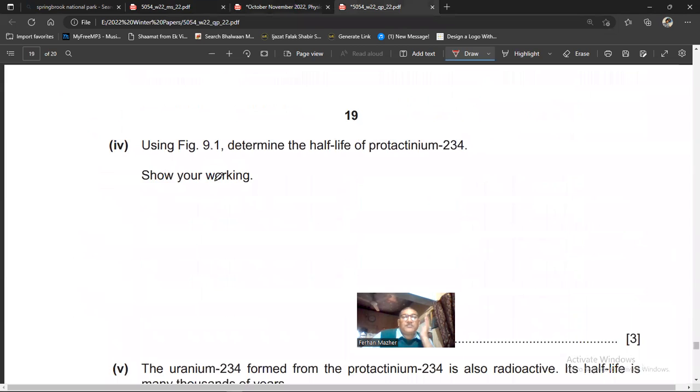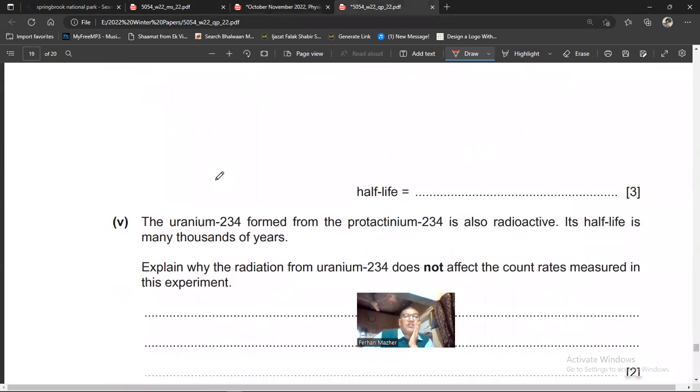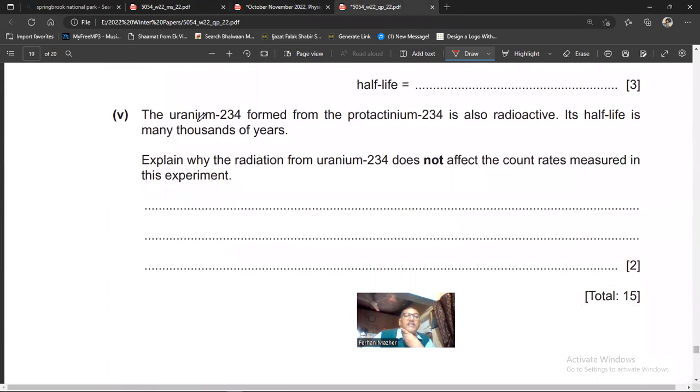Okay, that was the previous part. Half-life we have determined already. Then he says the uranium-234 formed from the protactinium-234 is also radioactive. Its half-life is many thousands of years. We know that it's 5,700 years, approximately. I know from another textbook that its half-life is this much. Explain why the radiation from uranium-234 does not affect the count rate measured in this experiment.